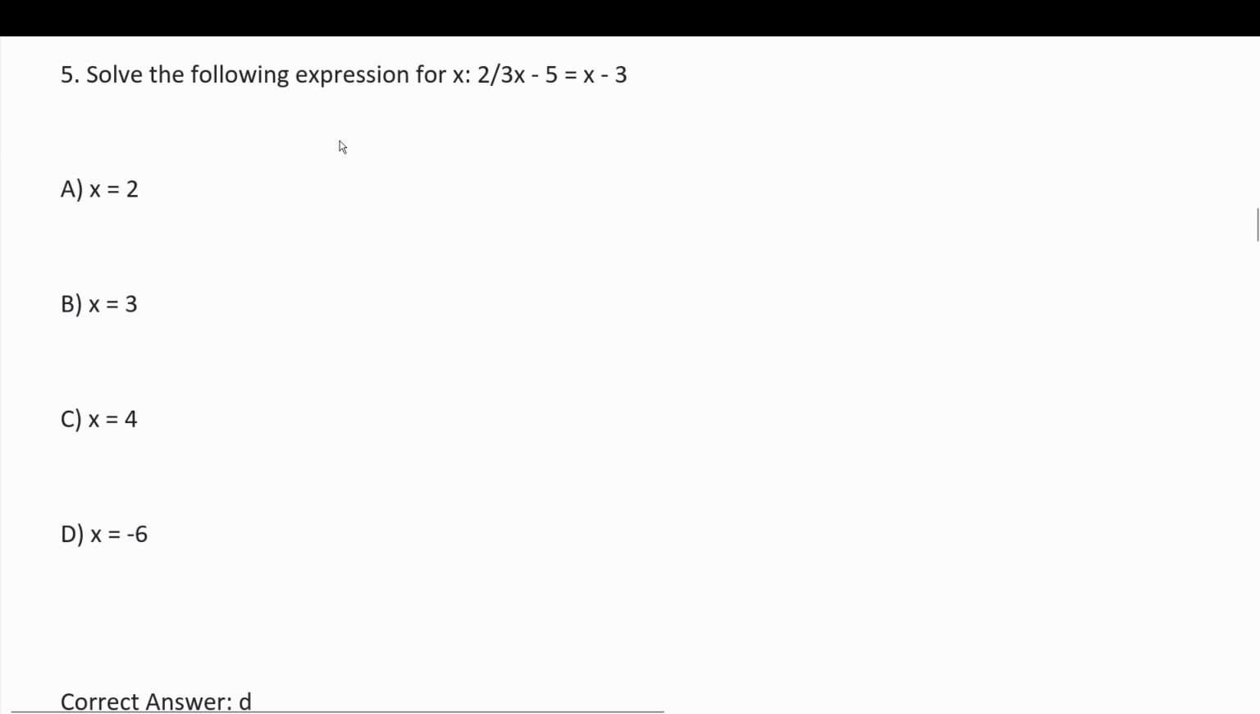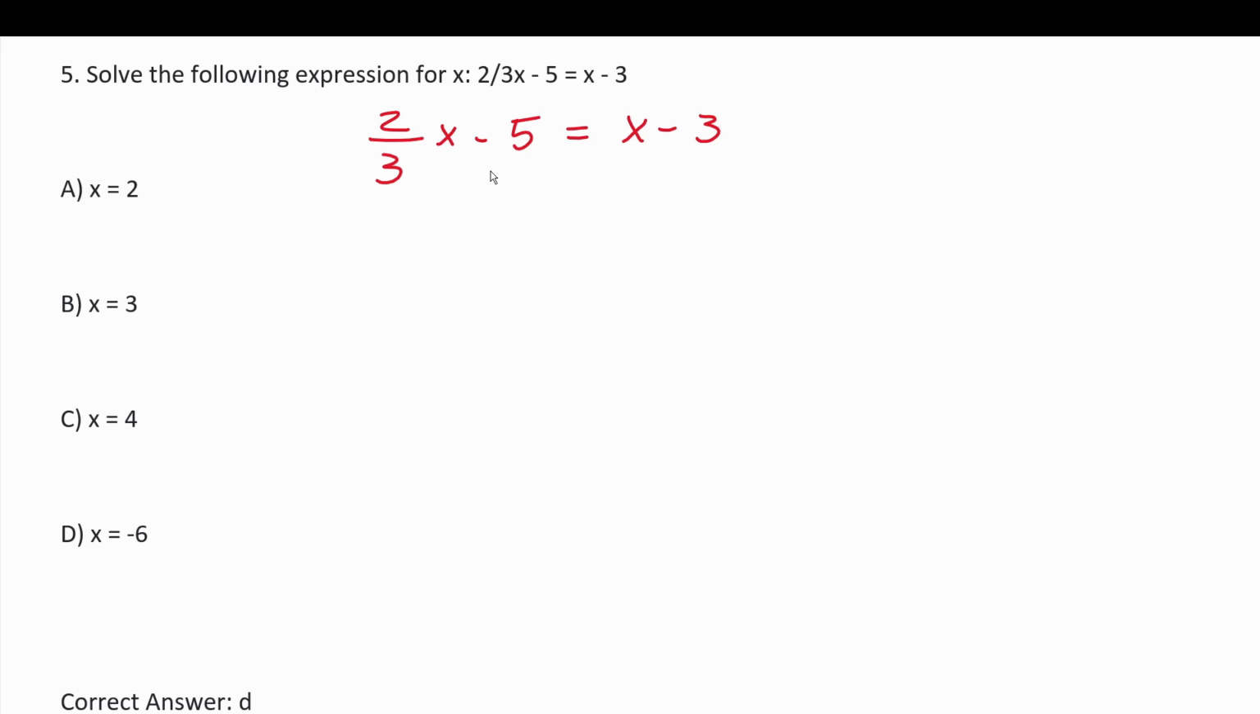All right, number 5 says, solve the following expression for x. We have 2/3 x minus 5 equals x minus 3. So let's go ahead and copy this one down as if it was on our own scratch paper. So we have 2/3 x minus 5 equals x minus 3. So when you have to solve for x, your goal is to get all the x's on one side and everything else on the other side of the equal sign.